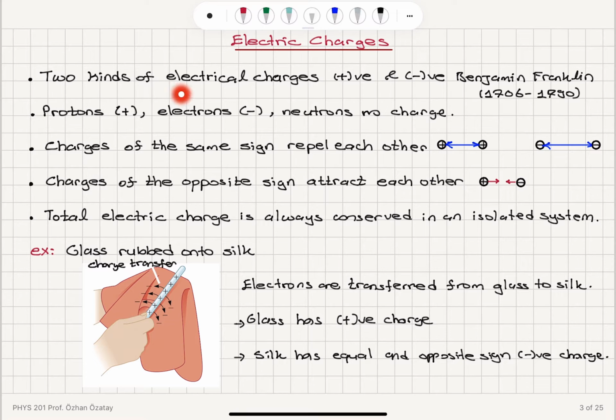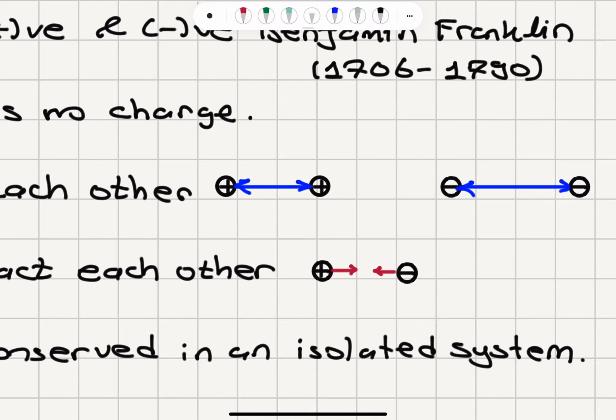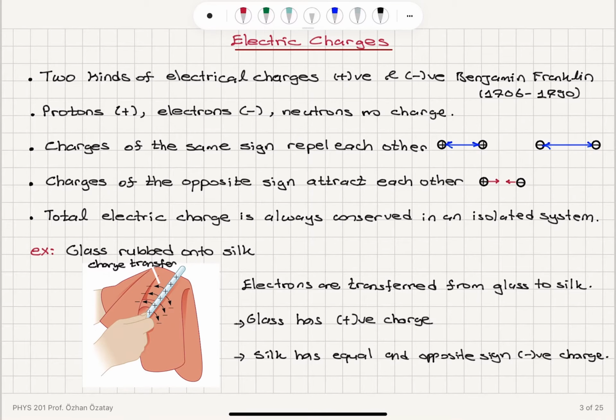So we have two kinds of electric charges, positive charge and negative charge. These were named by Benjamin Franklin, 1706 to 1790. Now if you look at protons, protons have positive charge, subatomic particles, electrons have negative charge, and neutrons have no charge. So net charge is 0. And we can observe that charges of the same sign repel each other. So a positive charge will repel a positive charge. Charges of the opposite sign will attract each other. So a positive charge will attract a negative charge. Two negative charges will repel each other.